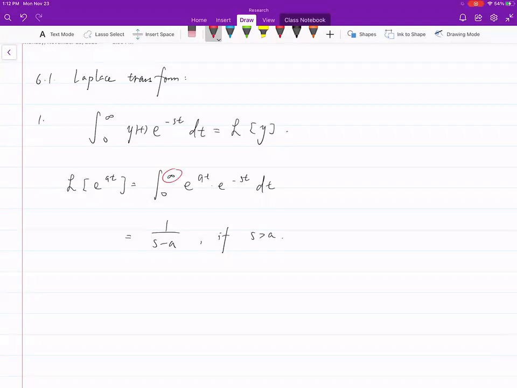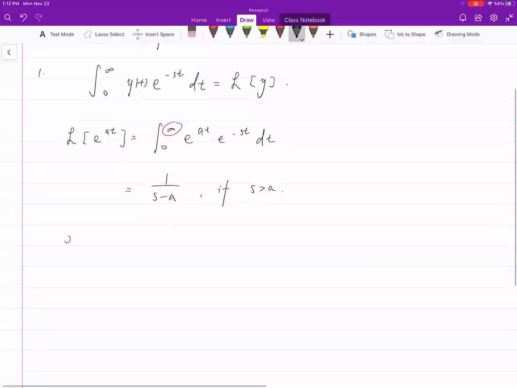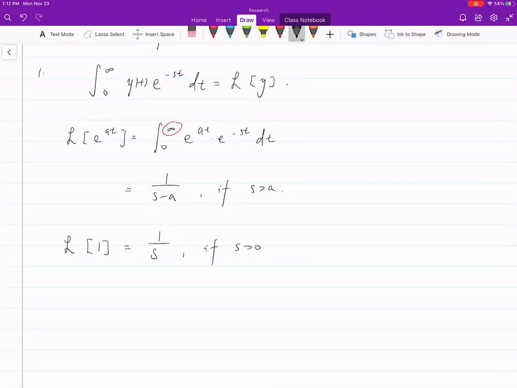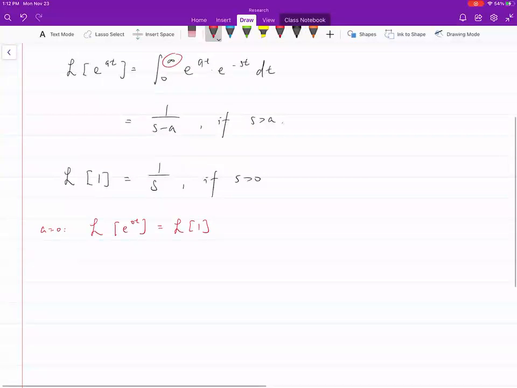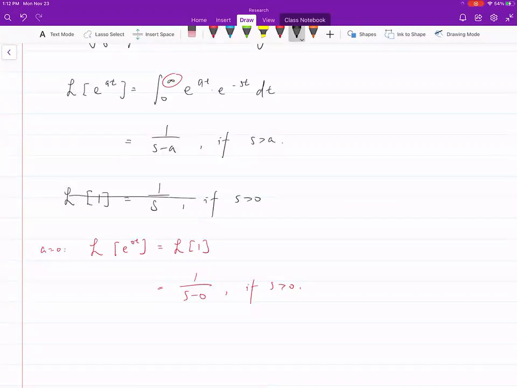That's what we did. We also did number one, that is for constant function. We found it's 1 over s. But now if you think about it, actually this is very easy to do. These two are actually the same formula, because if you take a equals 0, you have L of e to the 0t, which is L of 1, and you will find it's actually the same formula as this. Okay, so we can actually forget about this one. If you see 1, you can just treat it as a special case of exponential function. That's all we did so far.